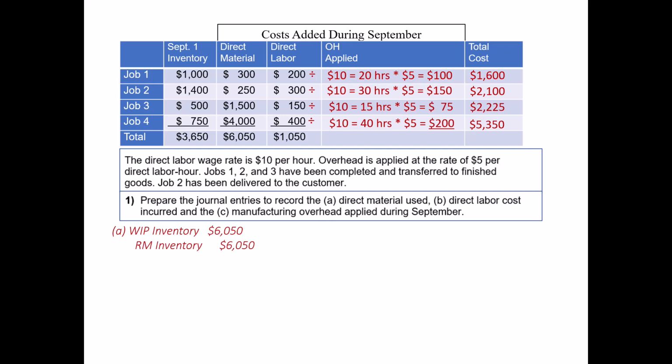For the direct labor, we will debit work in process inventory, and assuming it was paid in cash, we'll credit cash. And for the overhead applied, we total it out to see that it's $525. And if we do one overall entry, we will debit work in process inventory for $525, and we will credit manufacturing overhead for the same amount. This reminds you that we debit work in process inventory for 3 reasons. That is, when direct material is used, direct labor is paid or accrued, and overhead is applied.